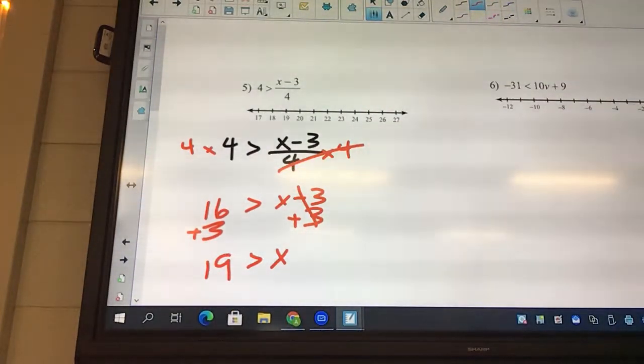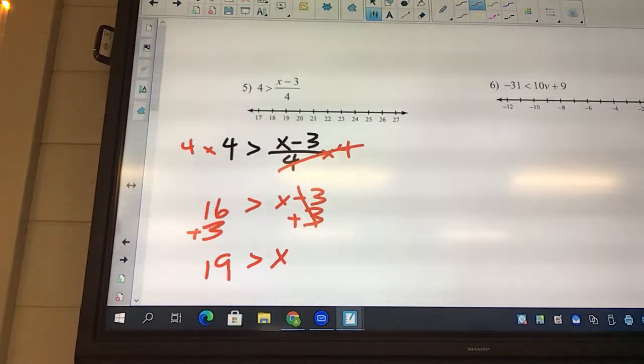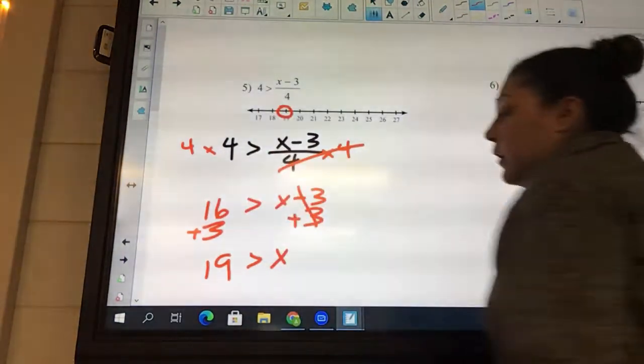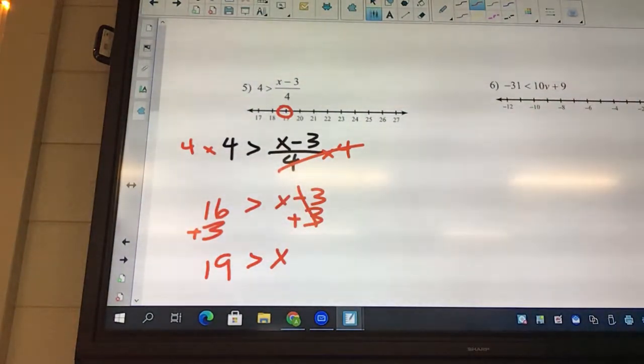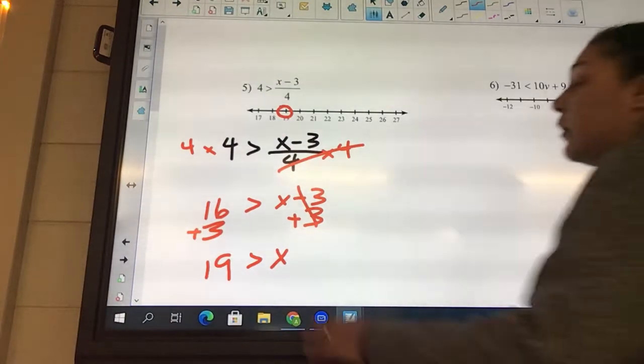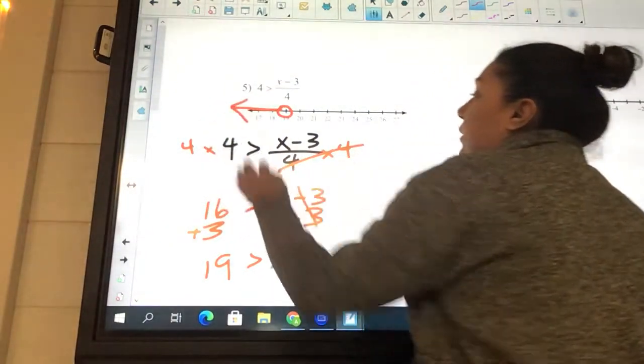Okay, so on the 19, should it be open or closed? Open on 19. And then this says x is what? Smaller. So which way are we going to go? To the left.